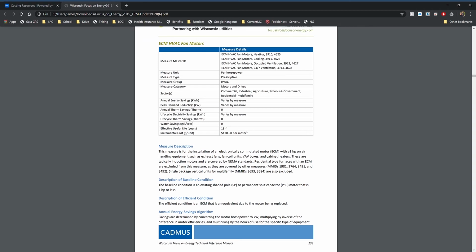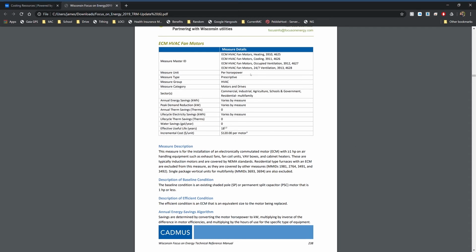So first of all, this Measure Master ID doesn't really apply to us because these are local to Wisconsin. Their measure is kind of our AR, but they are thinking more in terms of incentives and things like that. So that's what the Measure Master ID is. Don't worry about it for now. It's not important to us.